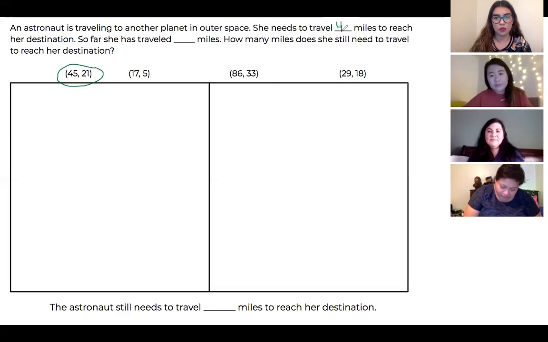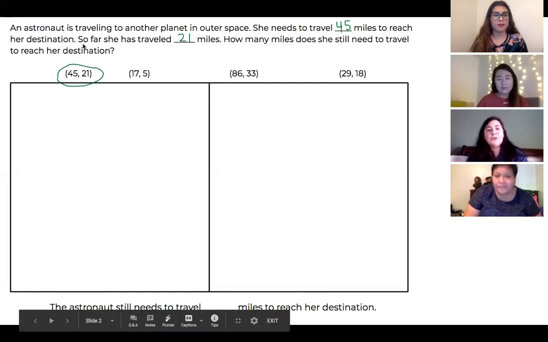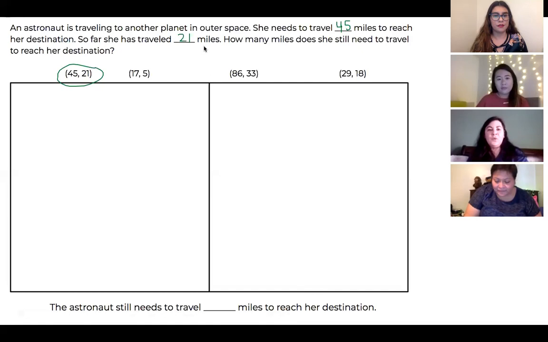Ms. Hernandez, can you read our story problem? An astronaut is traveling to another planet in outer space. She needs to travel 45 miles to reach her destination. So far, she has traveled 21 miles. How many miles does she still need to travel to reach her destination?